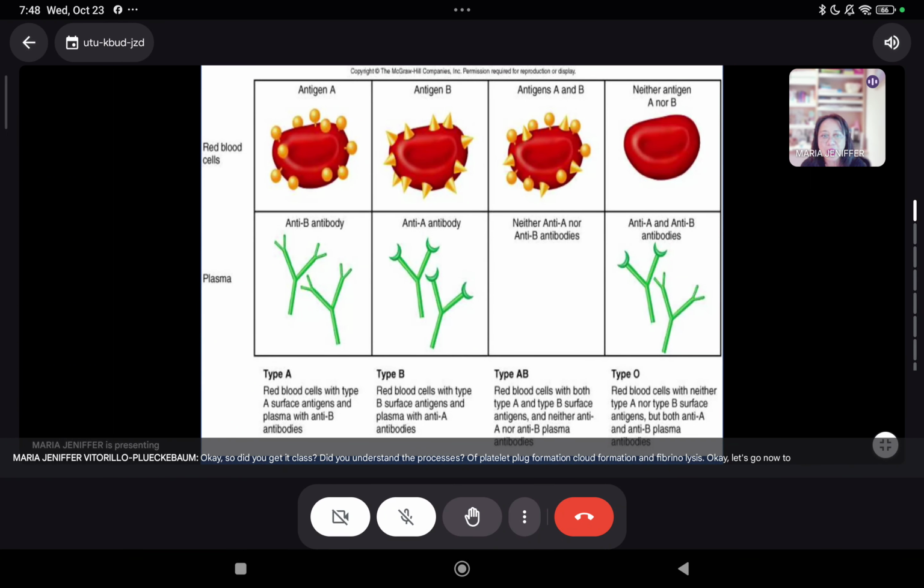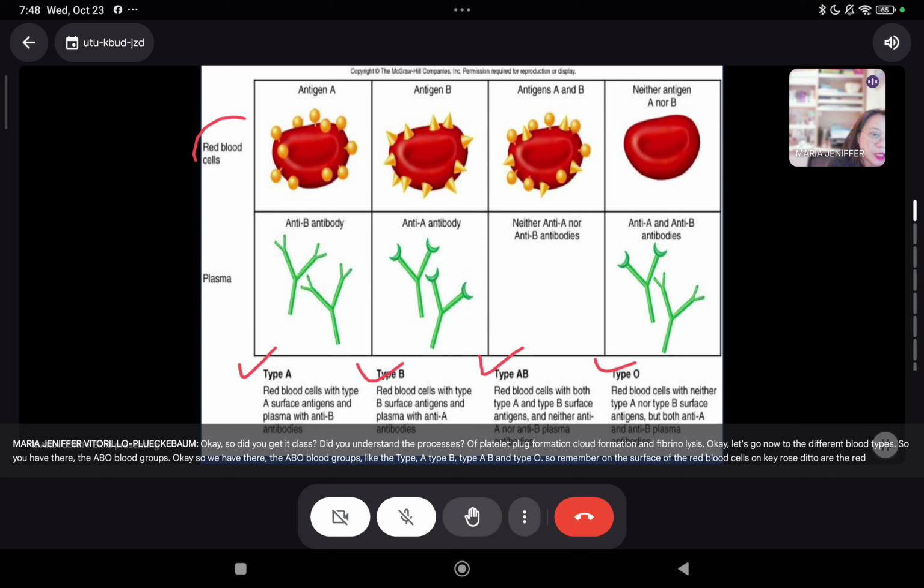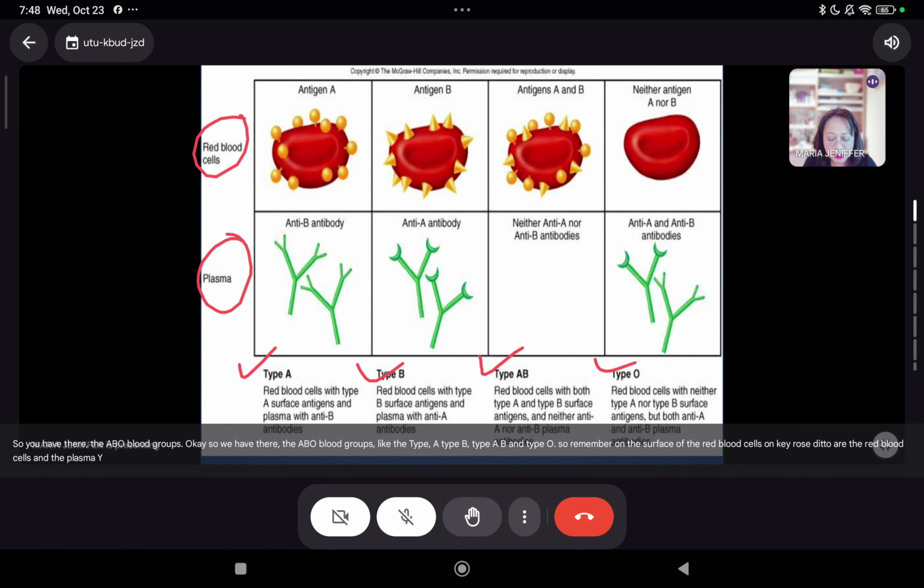Okay, let's go now to the different blood types. So you have there the ABO blood groups. Okay? So we have there the ABO blood groups like the type A, type B, type AB, and type O. Okay. So remember, on the surface of the red blood cells, so ang key roles dito are the red blood cells and the plasma. Yun ang dapat nyong unawain para kapag magkaroon kayo ng blood typing sa laboratory ninyo, maunawaan ninyo bakit may type A, may type AB, may type B, may type O.